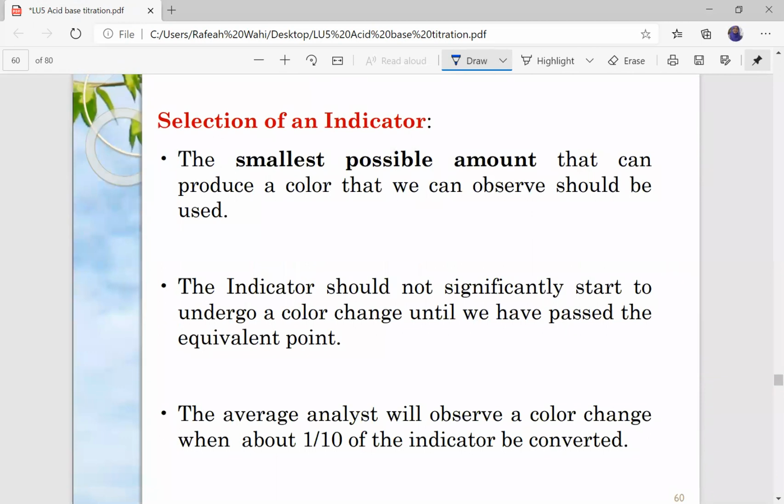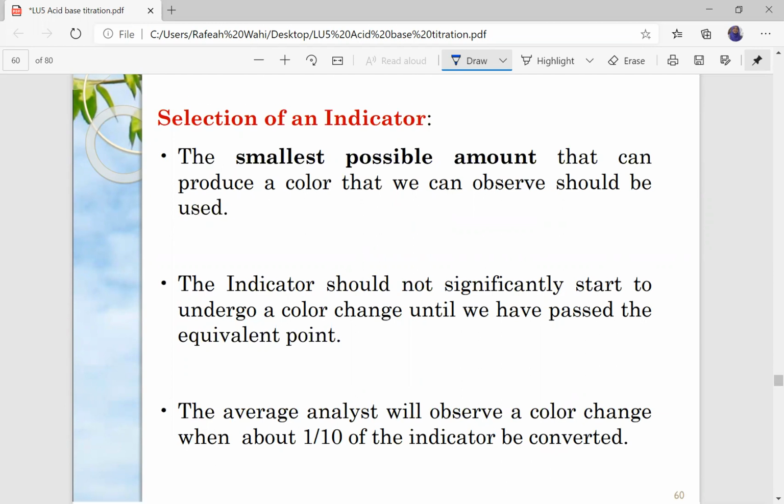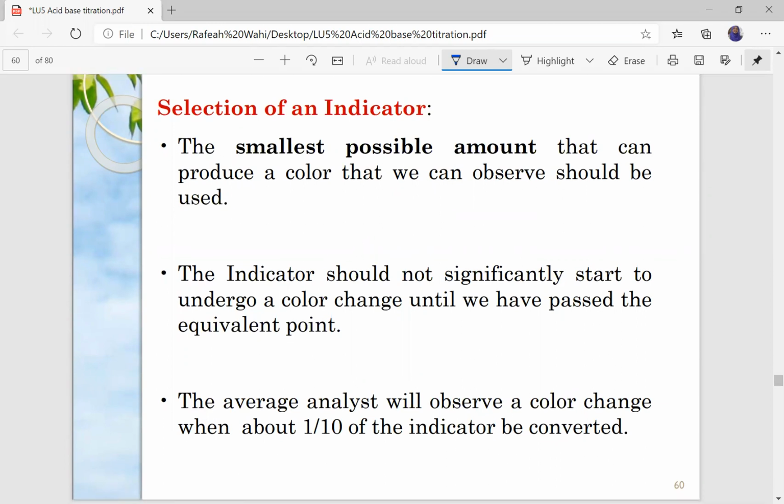when you select an indicator, it should be as small an amount as possible, so it can produce a color that we can observe at the endpoint. Okay. The indicator should not significantly start to undergo a color change until we have passed the equivalence point. I think we have also discussed this during learning unit 4 when we talked about indicators.